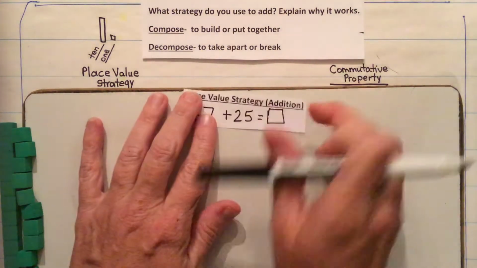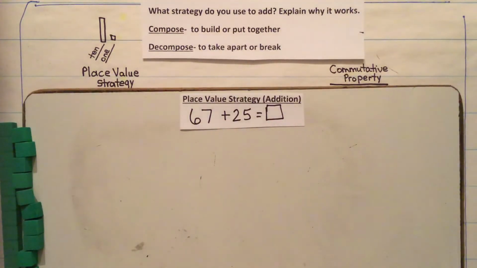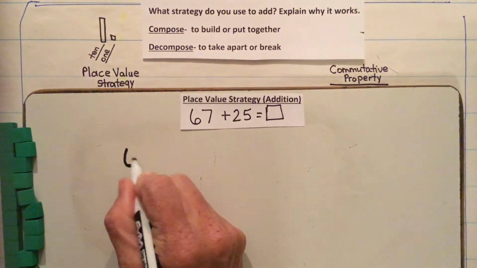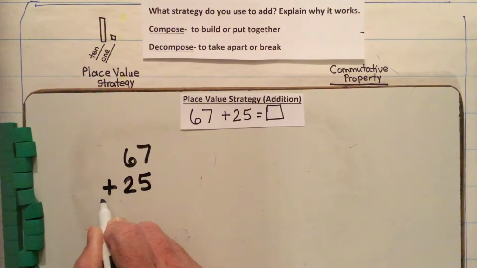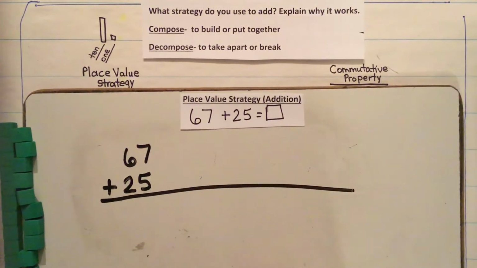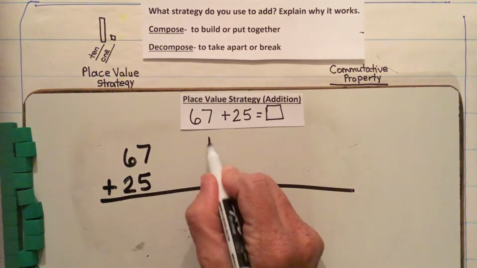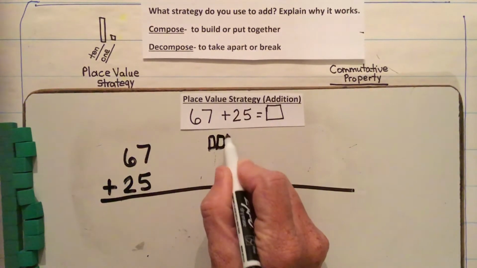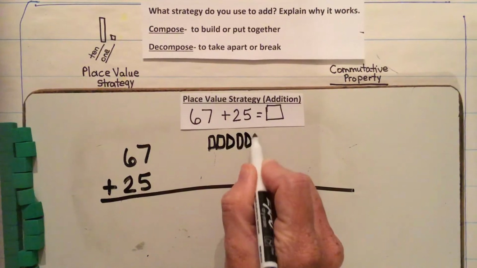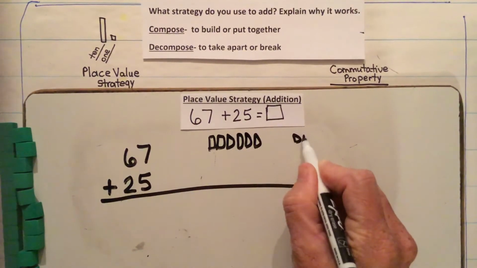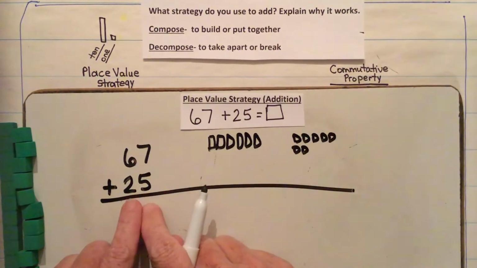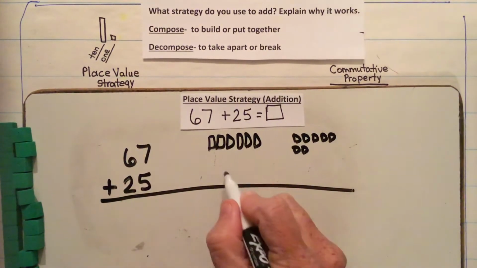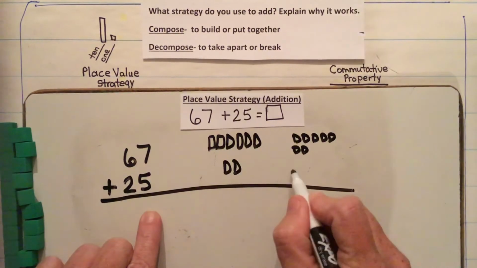The first equation is 67 plus 25. I like to rewrite my equations so that they are vertical. The add-ins are on top of each other. 67 is 6 tens and 7 ones. 25 has 2 tens and 5 ones.